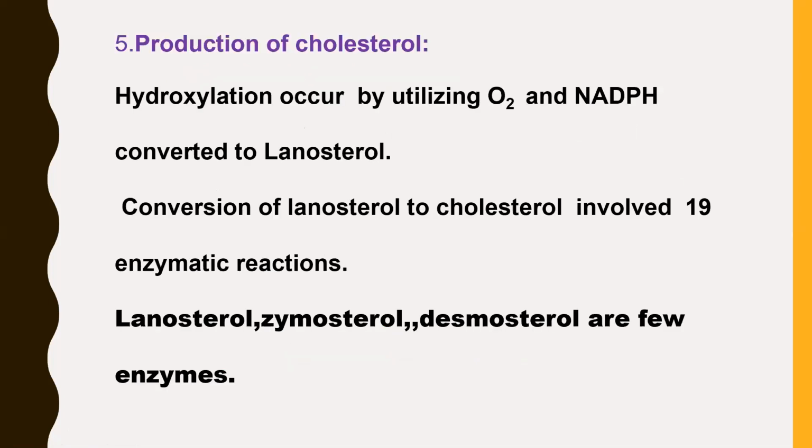Fifth stage is production of cholesterol. Cholesterol production occurs by the hydroxylation of the product squalene, utilizing oxygen molecules and NADPH, and the result is conversion to lanosterol. Conversion of lanosterol to cholesterol involves 19 enzymatic reactions. It is a highly energetic reaction. A few intermediates in this process are lanosterol, zymosterol, desmosterol, etc.